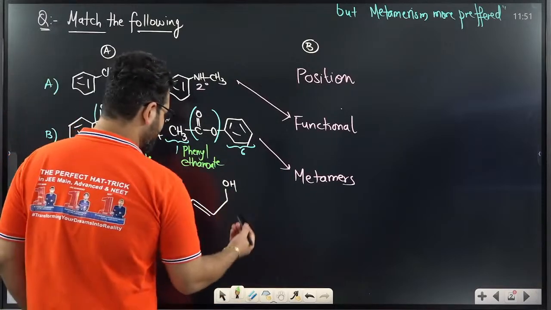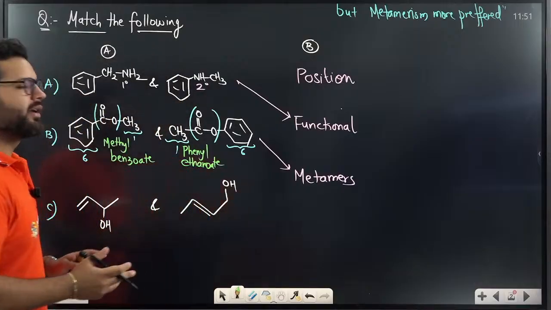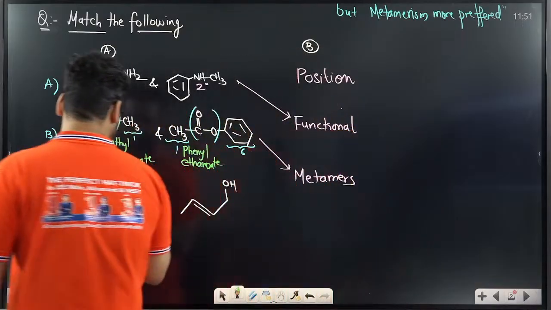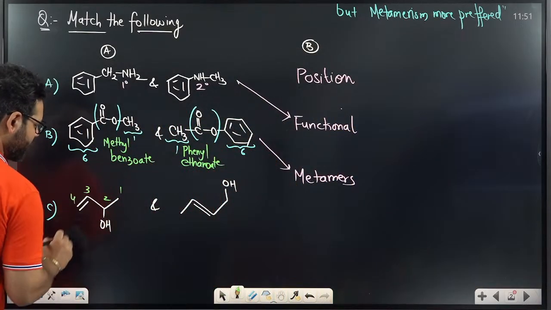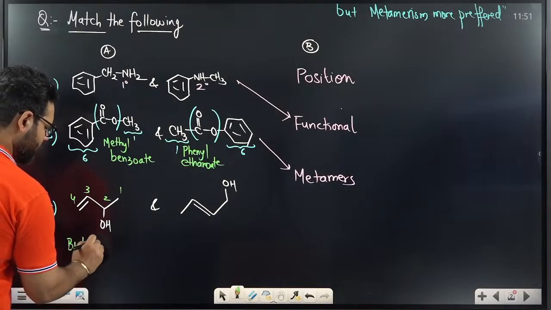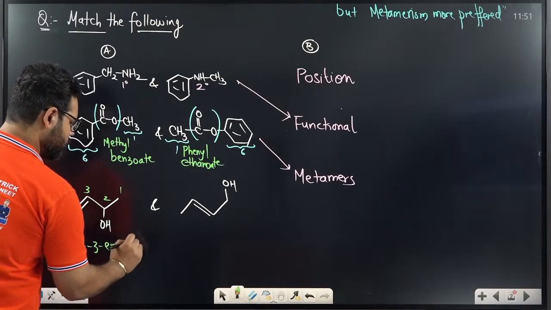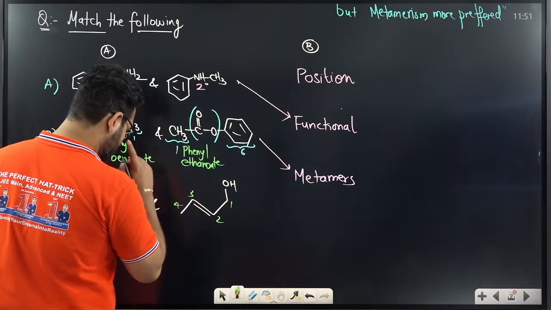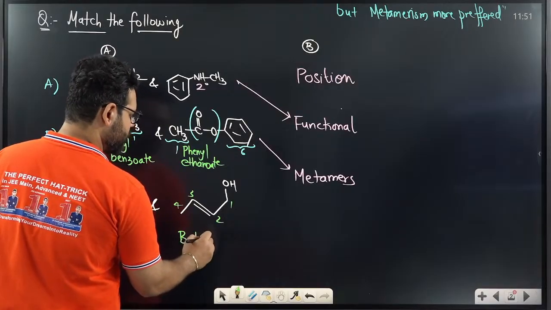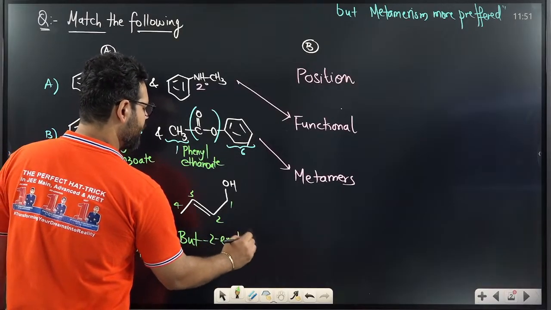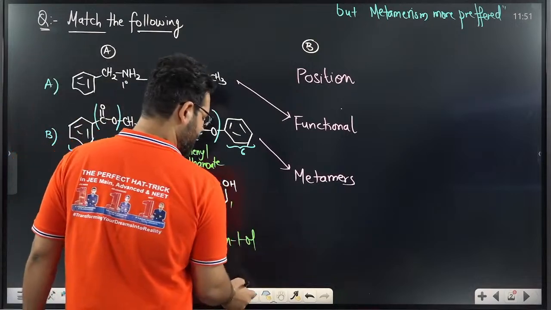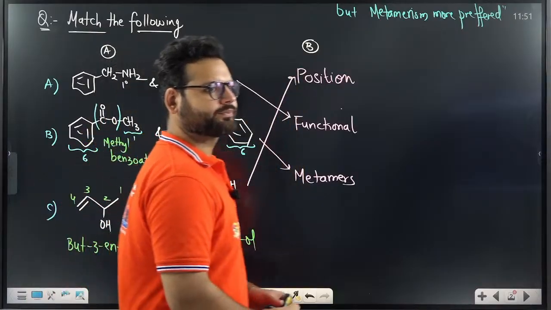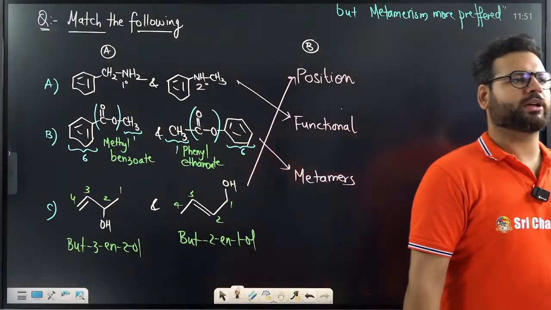Whereas this is a butenol, but different positions are there. If I want to name this one, OH should get the lowest number, 1, 2, 3, 4. It's but-3-en-2-ol. Here it is but-2-en-1-ol. So yes, positions are different. So this is going to be an example of position isomerism. So this is the one. I hope it is clear to everyone.